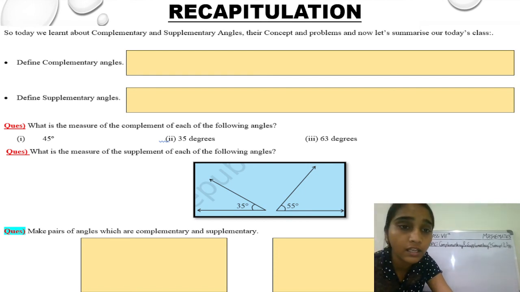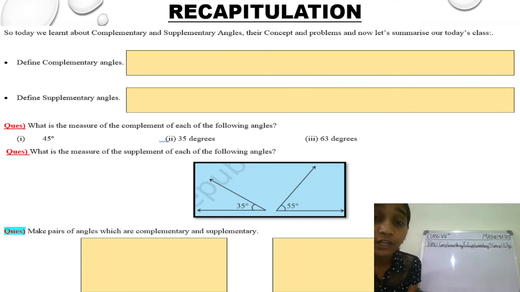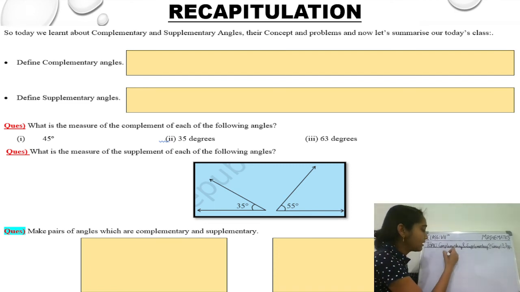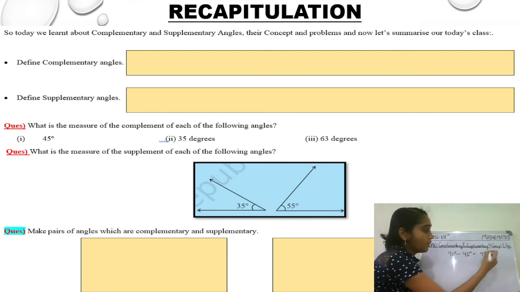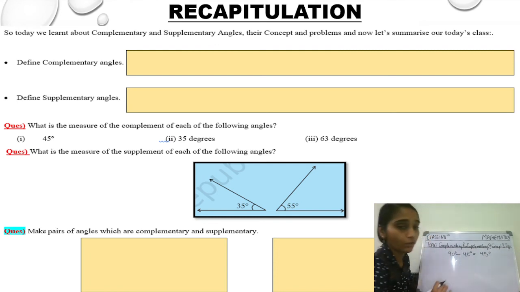So in the question it is asking, what is the measure of the complement of each of the following angles. So the complement of 45 degrees will be what? You will add to 45 so that it comes out to be 90 degrees. The complement of 45 degrees will be 45 degrees only. Also you can find it by subtracting from 90 degrees. So 90 minus 45, students, we are getting 45. So we can say that the complement of 45 is 45.